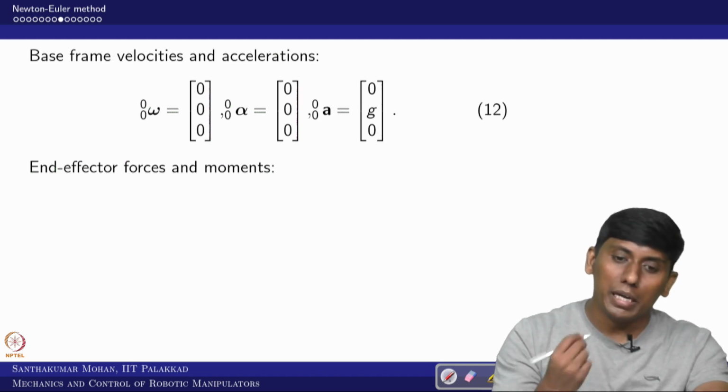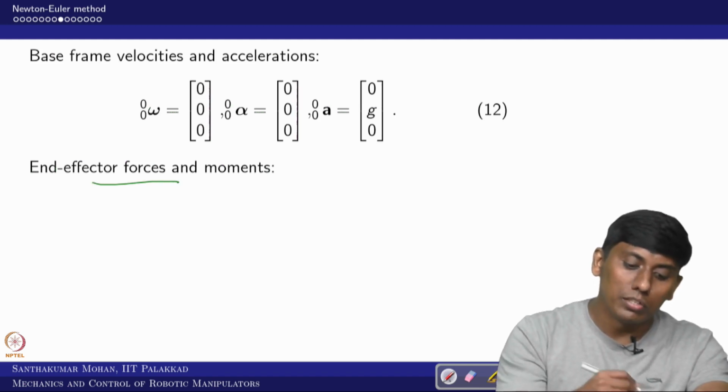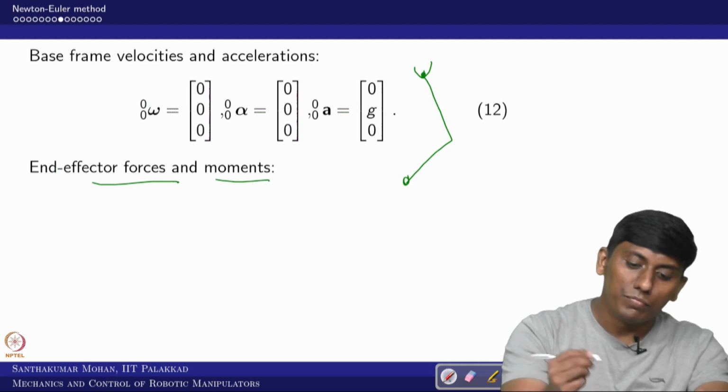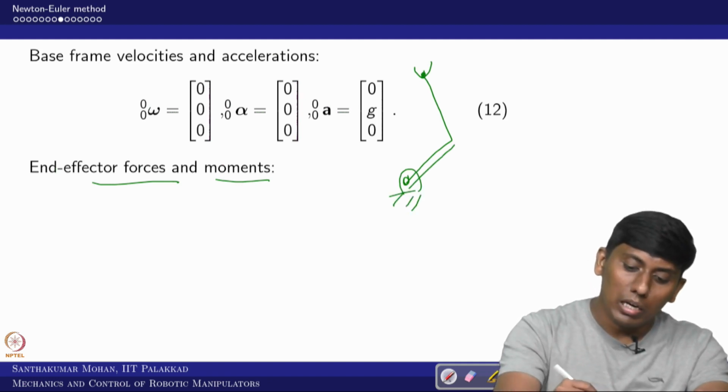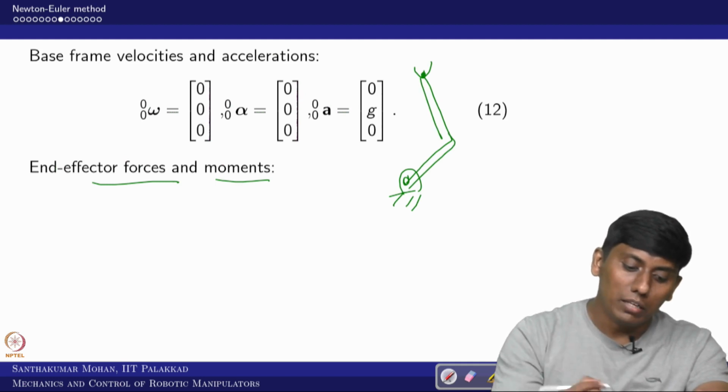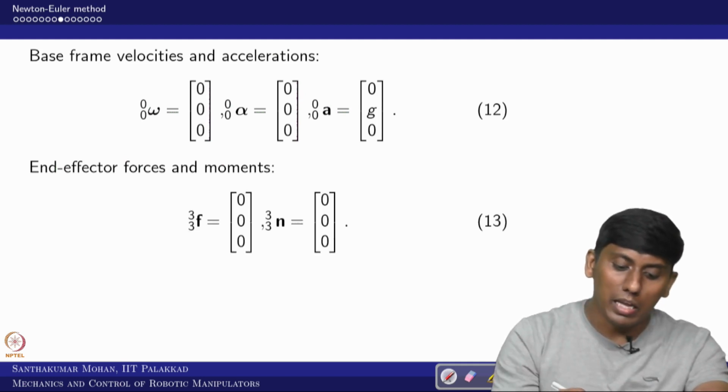Further, in order to simplify, the end effector forces we assume 0 and the end effector moments also 0. In the sense it is a free end. There is no body considered, so only these two links are there. So it's a free end, and there is no end effector force and moments acting.